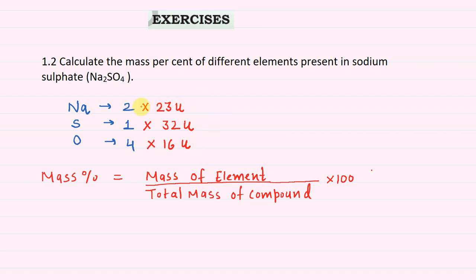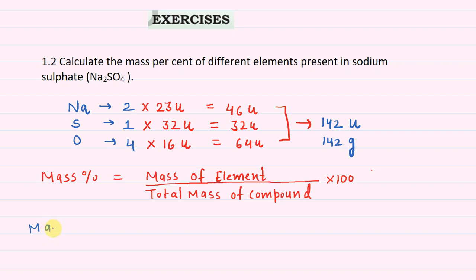Now we need to solve and sum this up. Here we can write the value as 46 U, here it is 32 U, and here it is 64 U. On adding this up, we get the total mass of compound, that will be equal to 142 U, or I can say 142 grams that are present in 1 mole of Na2SO4. Now, let us substitute the values to calculate the mass percent of each element present in sodium sulfate.